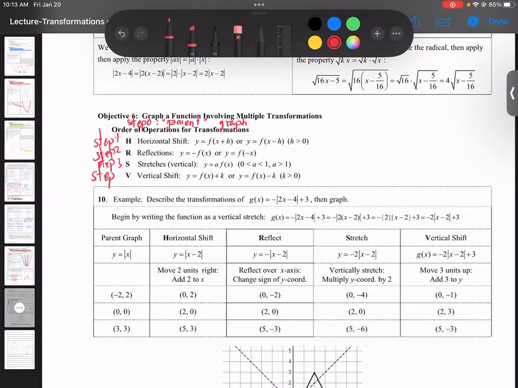For the stretch, if you multiply a function by a positive number, your function gets narrower, right? If you multiply a function by a fraction between 0 and 1, then your function gets wider. We're gonna grab this one.